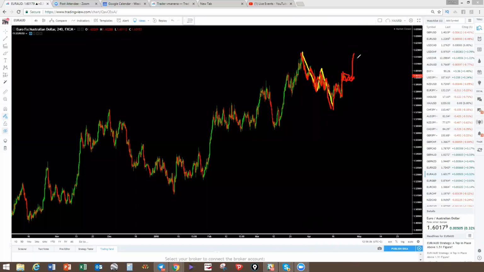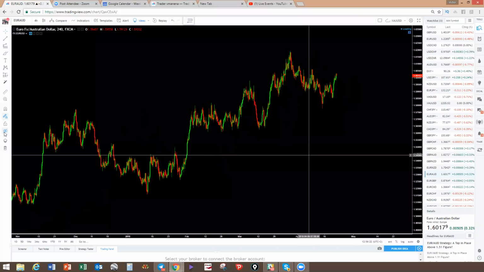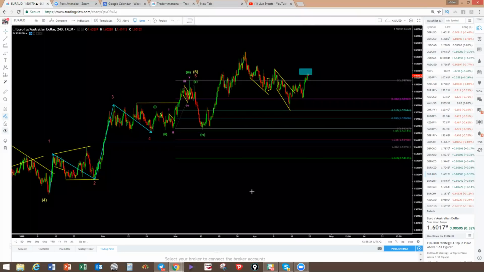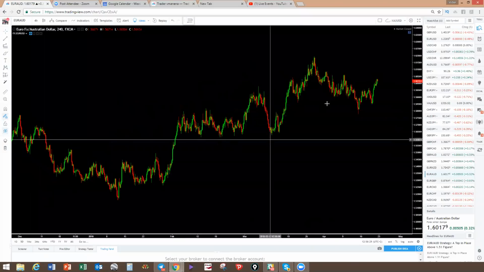I don't know if this is going to go straight up or come back for one more, make a regular flat and go. But either way, if you're not in the trade here, it's not too late, you can still take it here if you wait for a clear correction with the right size. So this one is very, very easy. You keep buying the corrections, keep buying the corrections.